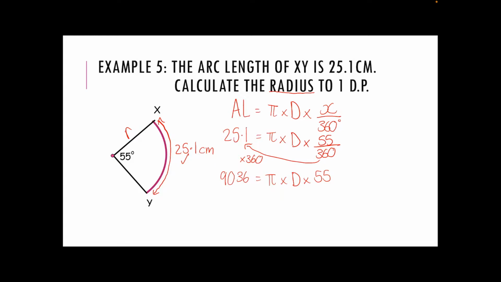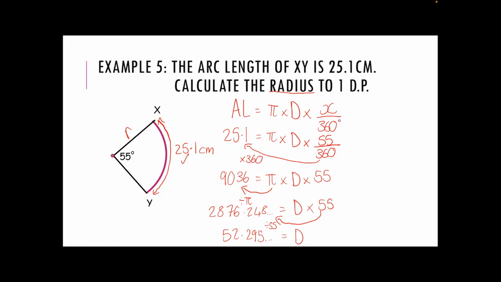Then what we are going to do is, doesn't matter what order, but we can go over and divide by pi. Is going to give us 2,876.248. Don't need to write the whole thing out. And then what we are going to do is take our 55 over and divide by it. And that gives us 52.295 is equal to the diameter.